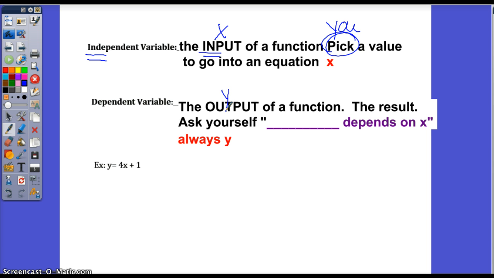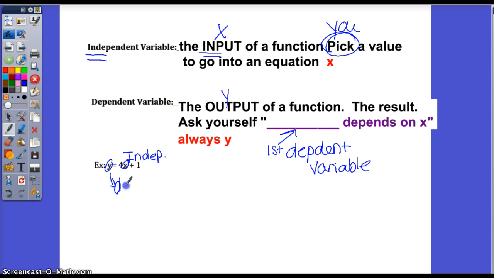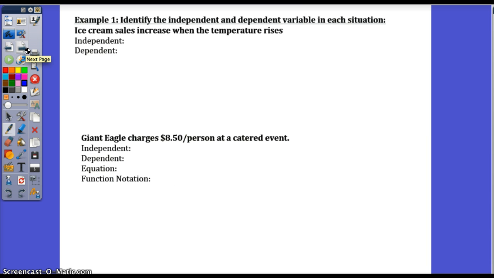So I always ask myself, blank depends on blank. And what you say first is your dependent variable. Always ask yourself that sentence. I always write it down. For example, if I have y equals 4x plus 1, my x is my independent, and my y is my dependent variables.